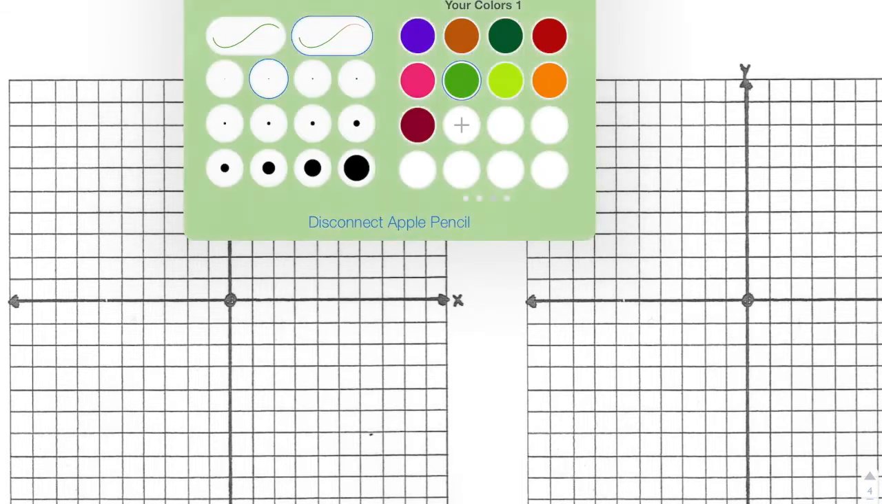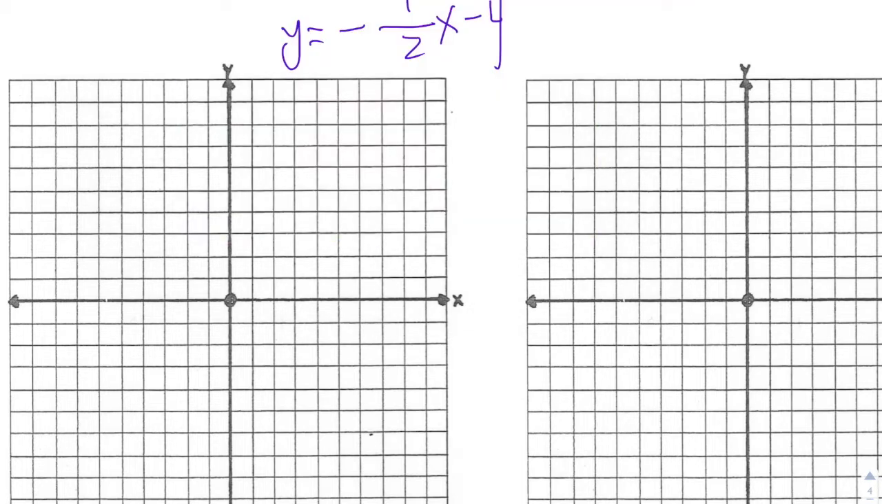Do not be intimidated by all the negatives, and do not be intimidated by the fraction. Fractions are our friends. Why? Especially when it comes to slope. We have a slope of negative 1/2 and a y-intercept of negative 4. It's always good to identify these two pieces of information now.